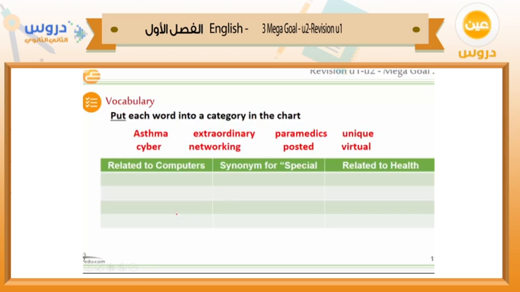Now, put each word into a category in the chart. We have three categories: words related to computers, synonyms for special, and words related to health. Asthma, is it related to computers, a synonym of special, or related to health? It is related to health. What about cyber? Related to computers. Extraordinary, it is a synonym of special. Networking, related to computers.